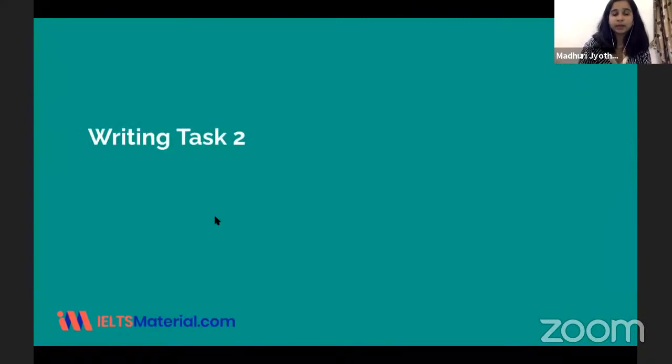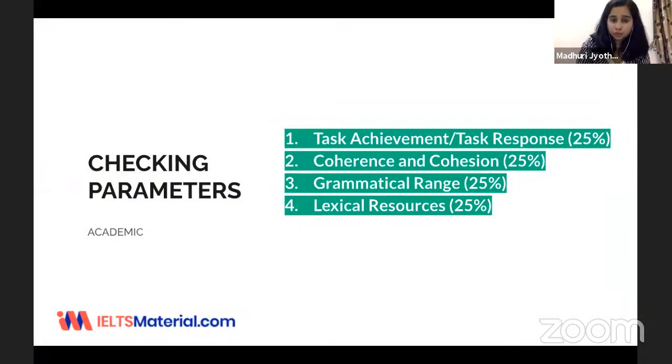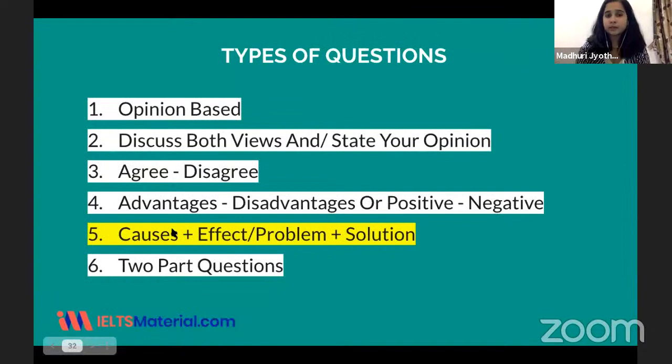Okay. Now we are going to move ahead and talk about task 2. In task 2, there are again the same 4 parameters that you have to fulfill as task 1: task achievement, coherence and cohesion, grammatical range, lexical resources, right? So as you are moving ahead, there are about 6 types of questions that you would get in your task 2. Okay, you have to answer only one.